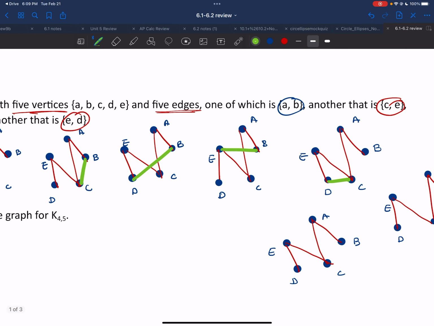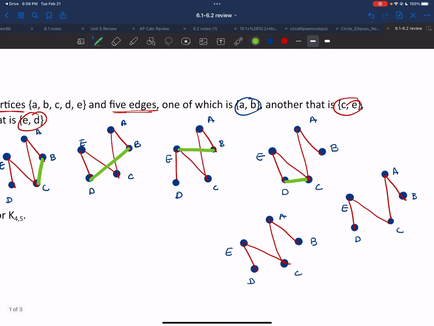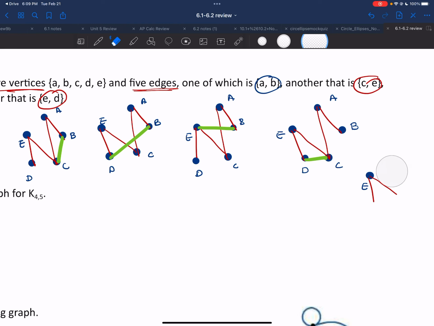1, 2, 3, 4, 5, 6. I think that's all we need. I don't think we need these other ones. So we can go ahead and erase these. If you happen to find one that I missed, please let me know. We want to make sure you guys are all good.